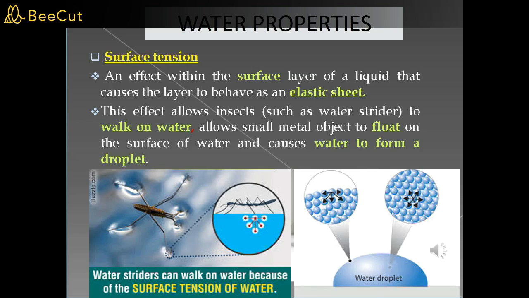Okay, another example, this effect will allow insects. Have you ever heard about the water strider? This water strider may walk on water because of the surface tension of the water. It also allows small metal objects, for example the paperclip just now, to float on the surface of water. And this surface tension also causes water to form a droplet.